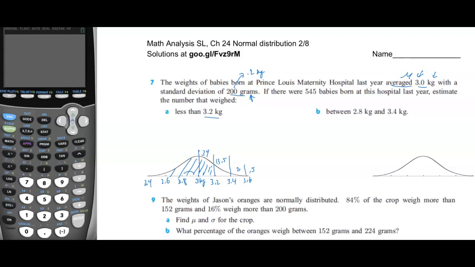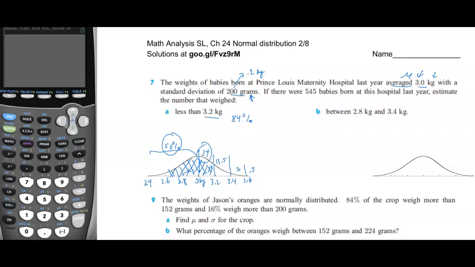So basically this is 50%, exactly half, plus 34%. If we add these two together, that would give us the area shaded in here. So that would be 84%. That's it. All right, next one, between 2.8 kilograms and 3.4 kilograms.